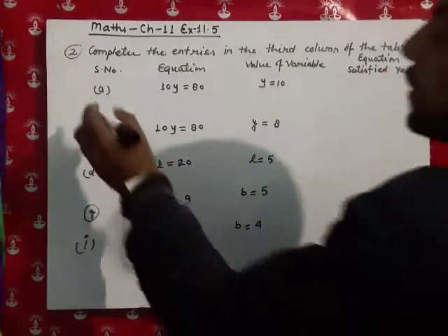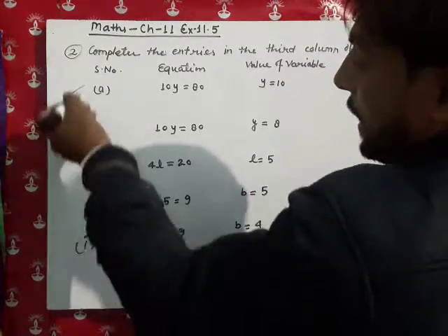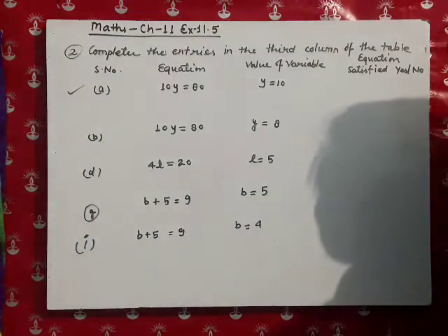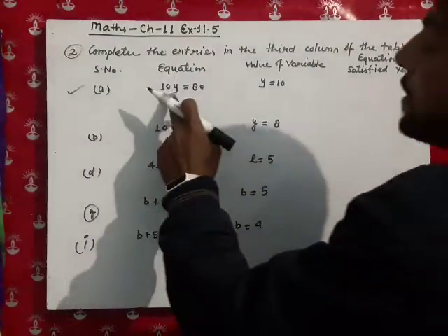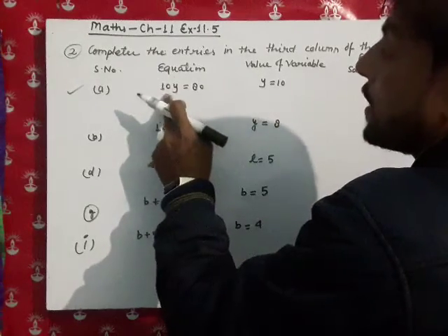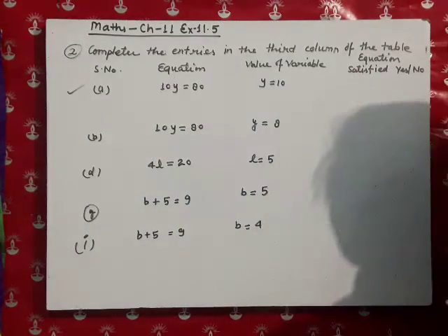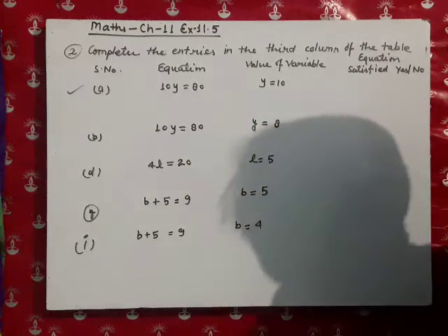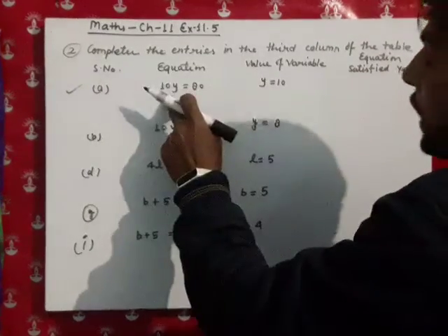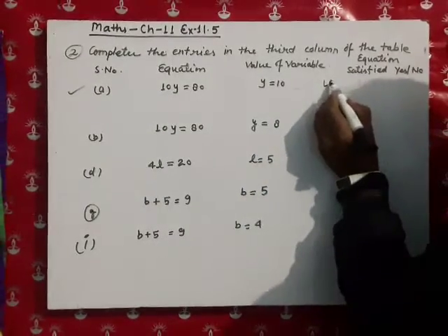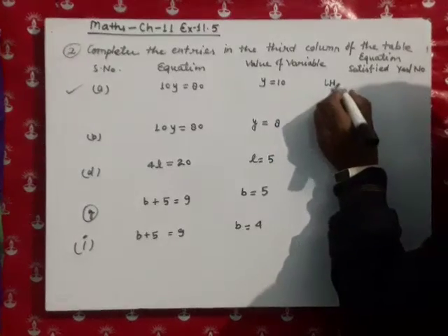So here I am going to the first part. I have taken some selected parts. In the first part the equation is given as 10y is equal to 80, and the value of the variable is given as 10. So if we put this value in this, here is the LHS, the left hand side.